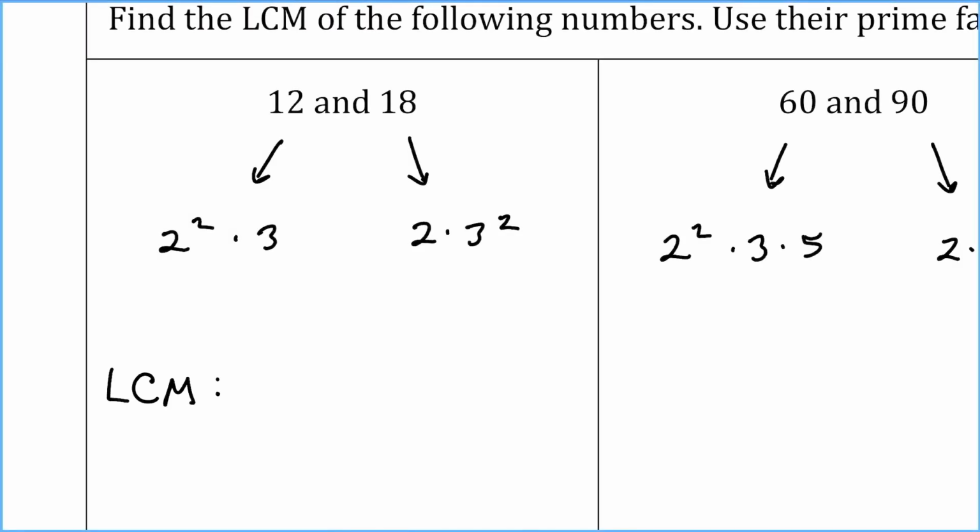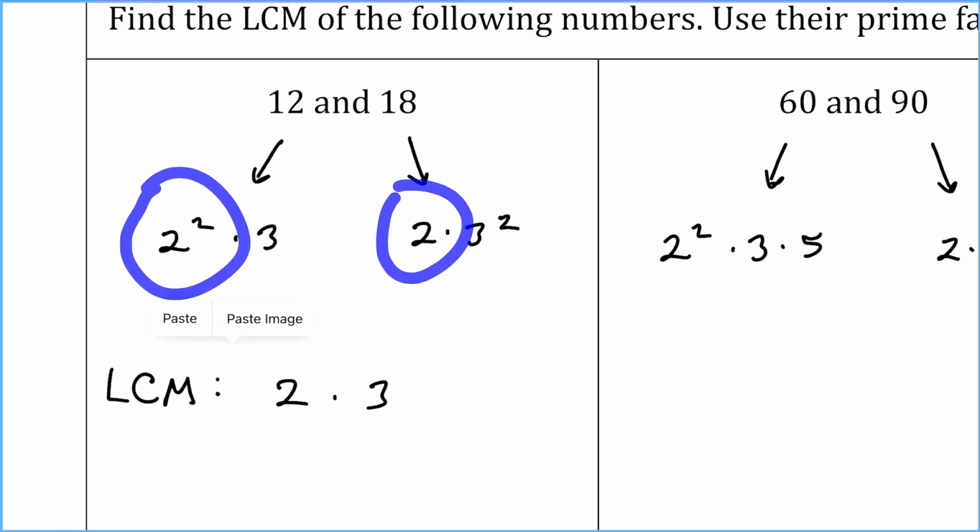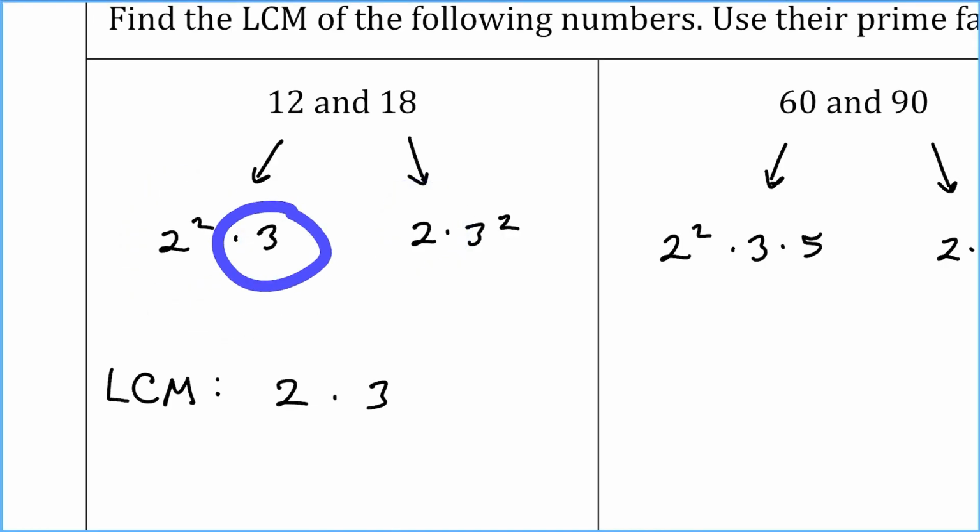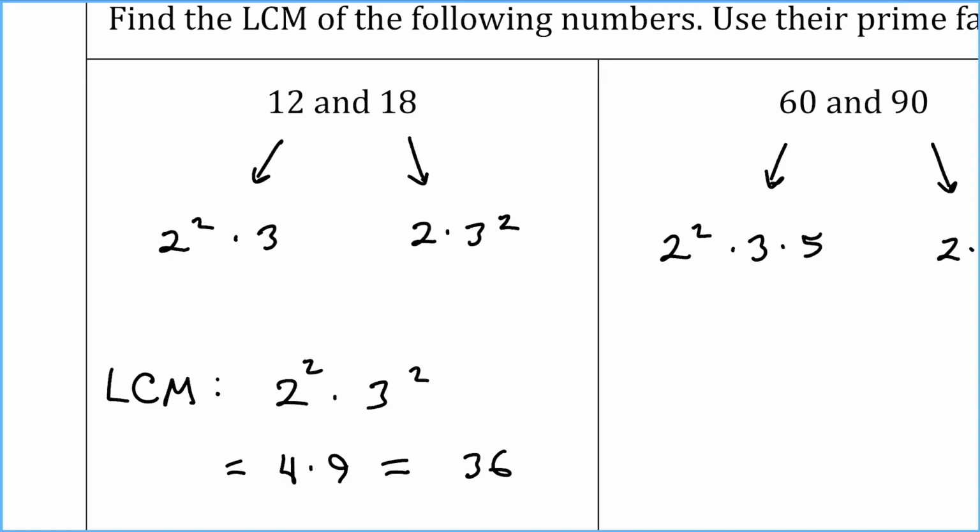So least common multiple. We have 2's and we have 3's. It doesn't matter that they have them in common. Now, the highest exponent on any given 2 is a 2, and the highest exponent on any given 3 is also a 2. So we're going to use that. 2 squared times 3 squared, which is 4 times 9, and that is 36. So 36 is the least common multiple of 12 and 18.